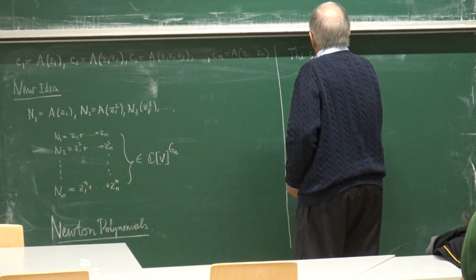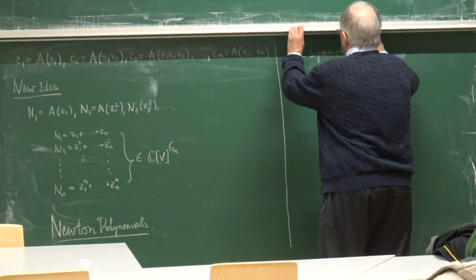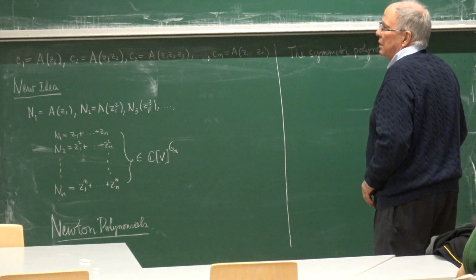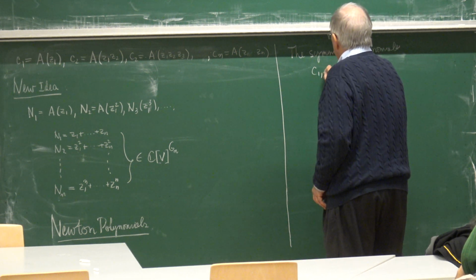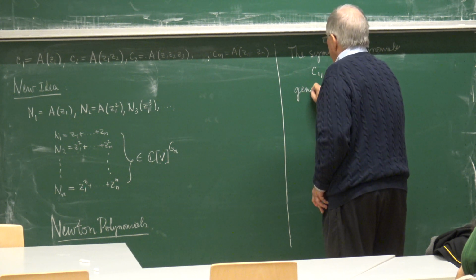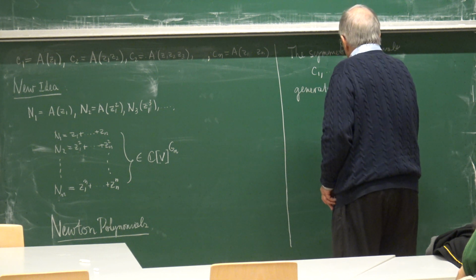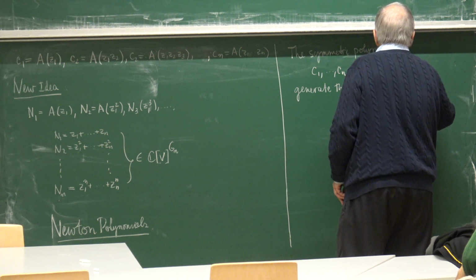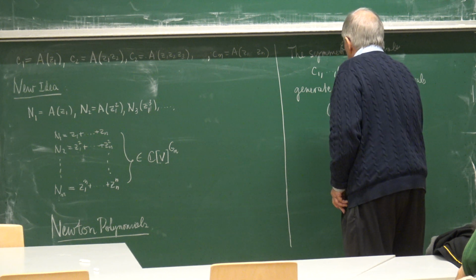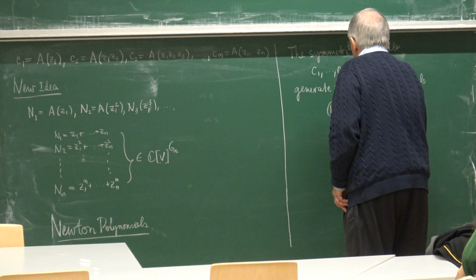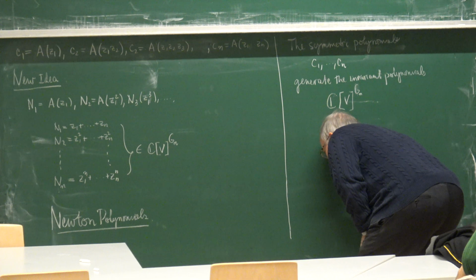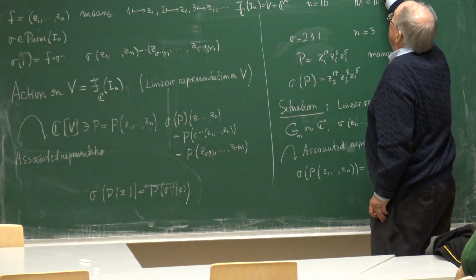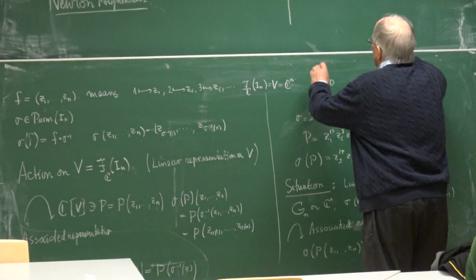The symmetric polynomials, what did I call them? C1 through Cn generate the invariant polynomials, all the invariants that you get here from the symmetric group. I've intentionally written this in a little bit of a vague way so that you pin me down on what it means, generate. You have to understand what that's going to mean.